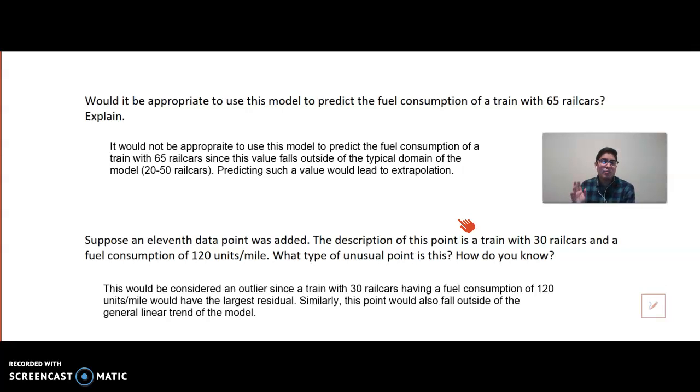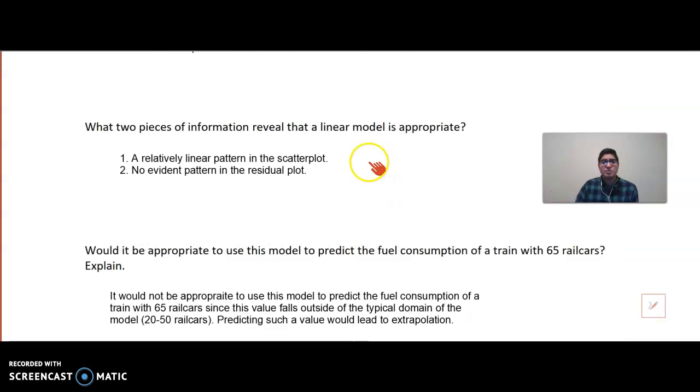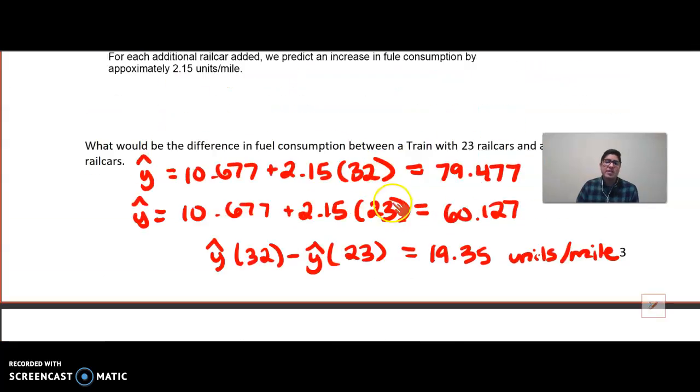And typically, what we just saw in the previous question with predicting outside of our model generally leads to an influential point, since it still follows the linear trend of the data, but it just might not be as reliable. So this point here would be considered an outlier, since that's a very large prediction given the current trend of the data. So this point falls outside of the general linear trend, in addition to having the largest residual, which is the definition of an outlier.